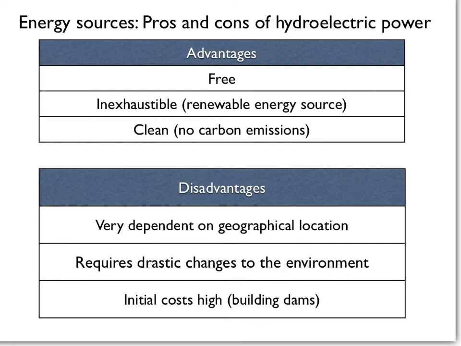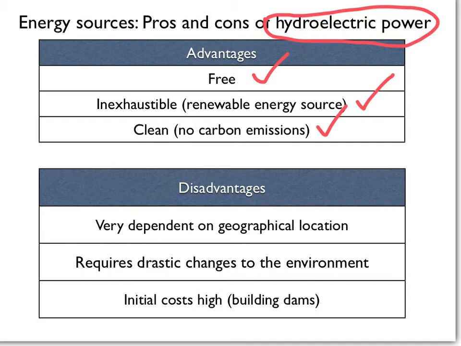Another source of power is hydroelectric power. So let's talk about the advantages and disadvantages of hydroelectric power. One big advantage is it's free. Another advantage is it's a renewable energy source. And a third advantage is it's clean. That means it doesn't produce any carbon dioxide emissions.